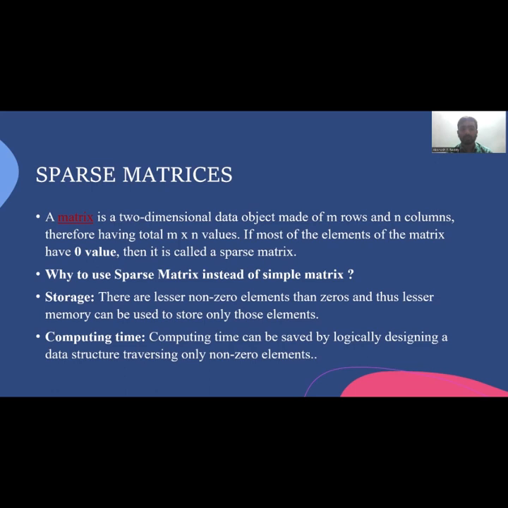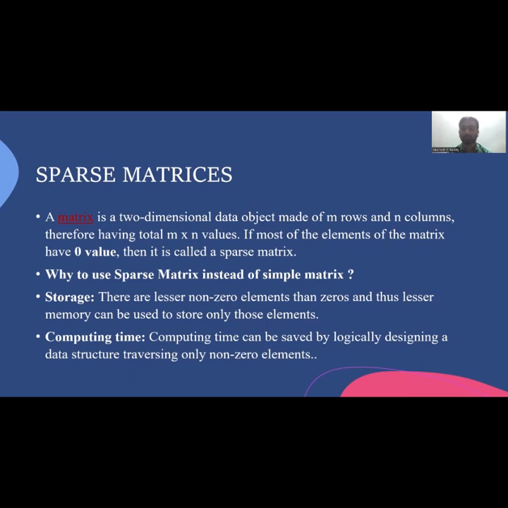And you may ask why to use a sparse matrix instead of a simple matrix. There are many reasons to use a sparse matrix, and I'll explain any two. First one, storage and computation time. In storage, the fewer the non-zero elements compared to zeros, the less memory is used to store only those elements. Computation time can be saved by logically designing a data structure that only travels in the places of non-zero elements.